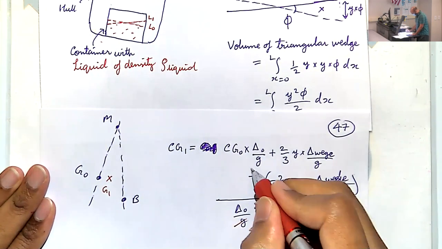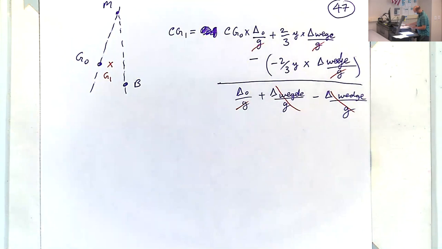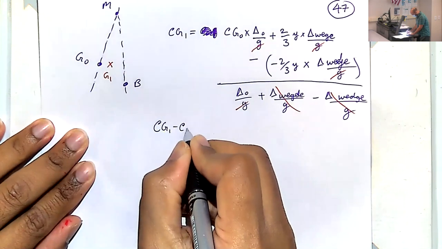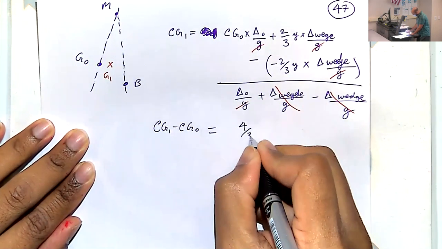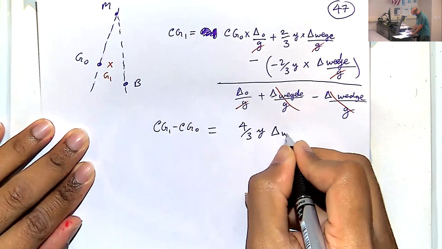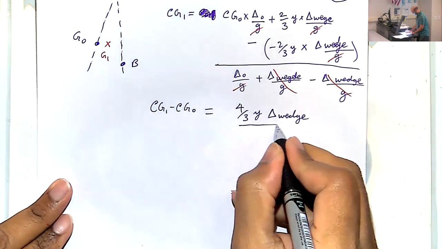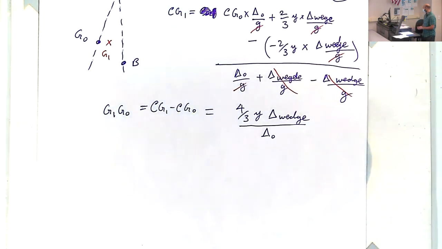This goes away, the G's go away. All right, and we get CG1 minus CG0, 4/3. And this we know is G1, G0.